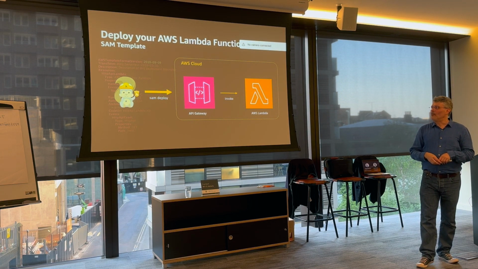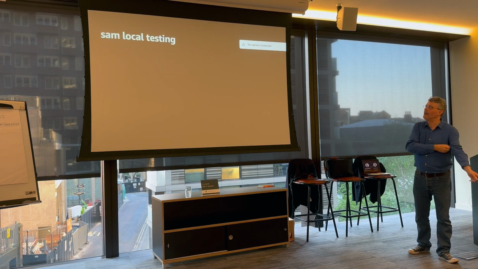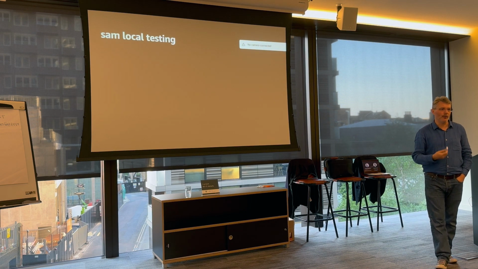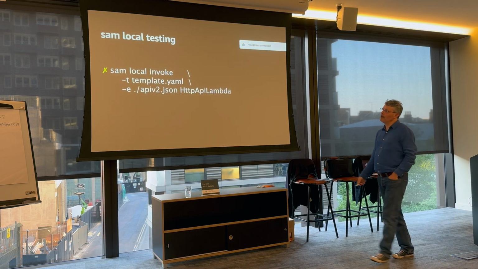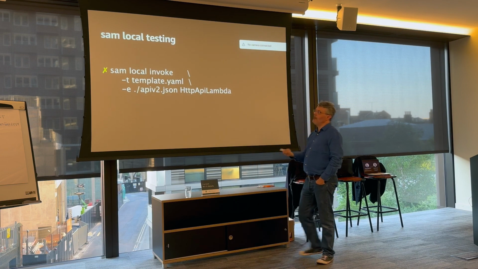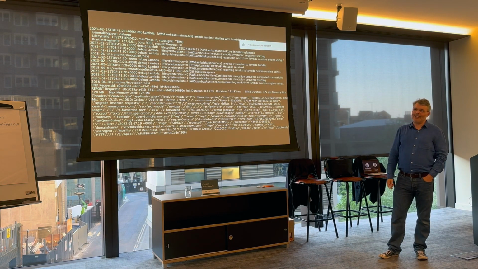So again, SAM deploy, and it creates all the infrastructure automatically for you. You can test locally thanks to SAM as well. So SAM has a mini container to run the Lambda function locally. So you can invoke a function locally. SAM local invoke. You give the template that has been generated. You give the input JSON, and you can see everything that happens inside the Lambda runtime.